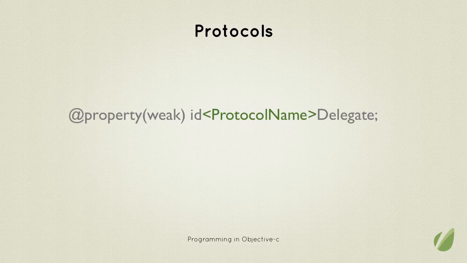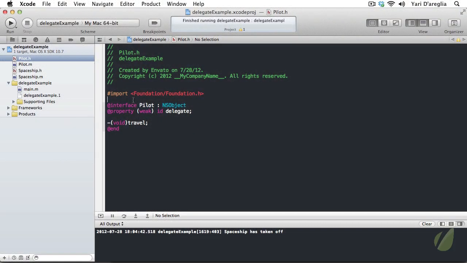Let's move on with the previous example and create a protocol for the pilot delegate. Add the protocol definition just before the Pilot interface. This is a simple protocol. We only need the delegate to respond to the method fly. Through the NSObject protocol, you are also sure that the class that implements your protocol also implements the NSObject protocol. This is a standard behavior, so just take it as is.